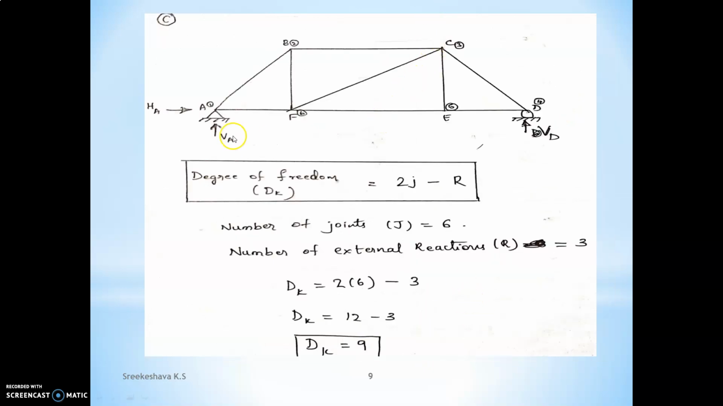Next, we move on to trusses. In trusses, the degree of freedom is 2j minus r. So count the number of joints. In the given truss, we are having 1, 2, 3, 4, 5, 6, 6 joints, and compute the external support reactions. How many external support reactions are we having? At joint A, there are 2 external support reactions, VA and HA. At joint D, only 1 vertical reaction, VD. Totally 2 plus 1, 3 external support reactions, 6 joints. Substitute in this relation 2j minus r, we are getting dk equals 9. Therefore, the degree of freedom for the given truss is 9.